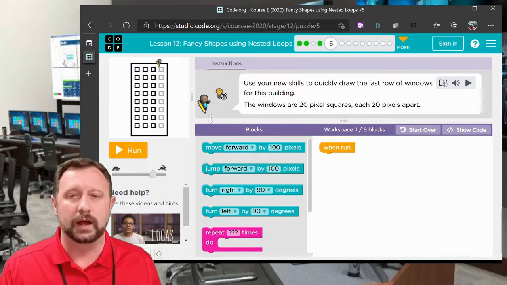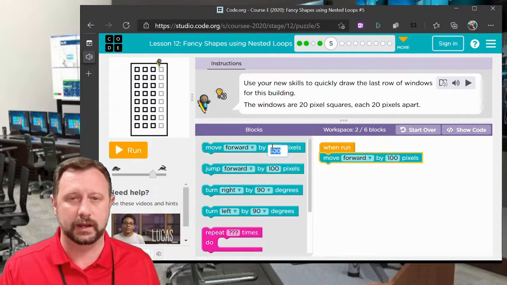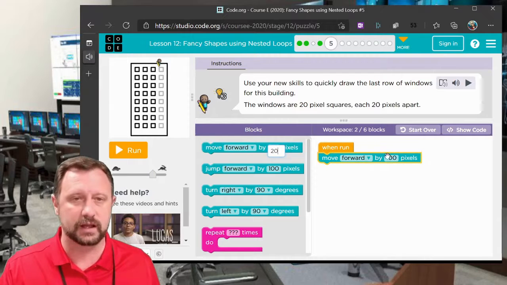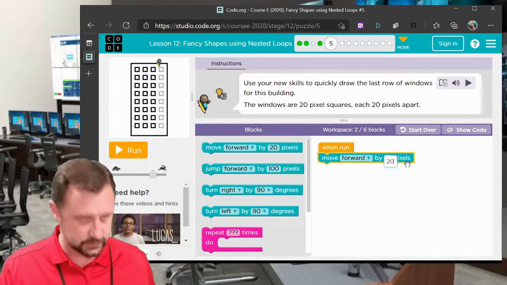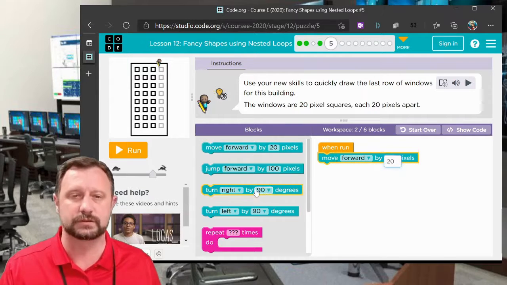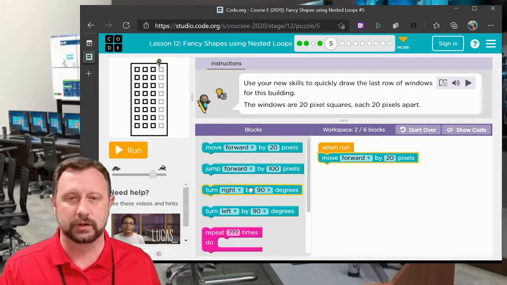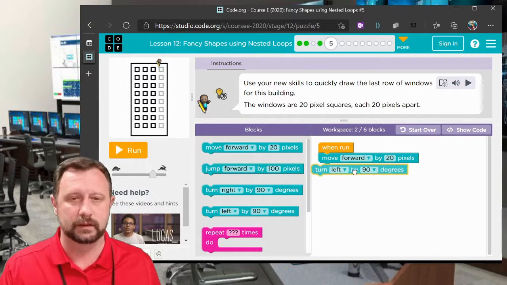Okay. I'm going to draw a square here. So I'm going to say go forward. And you know what? Better just change this right now to 20. So forward by 20, turn to the, which way would we go? Left, looks like, right? Incorrect. Forward, left. To draw a square, we would do that 4 times.